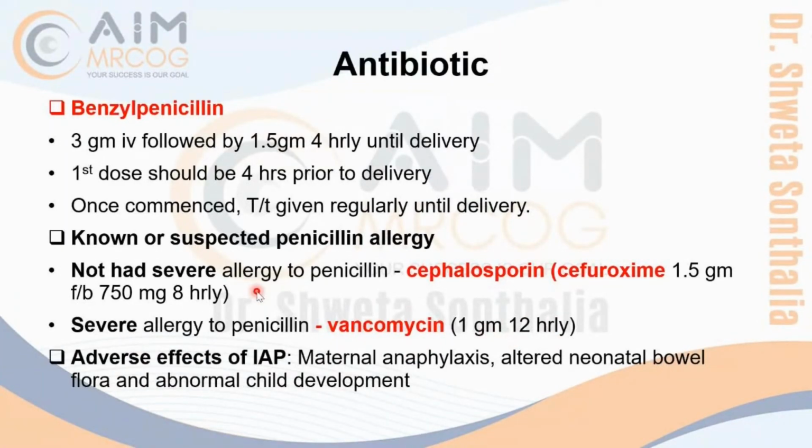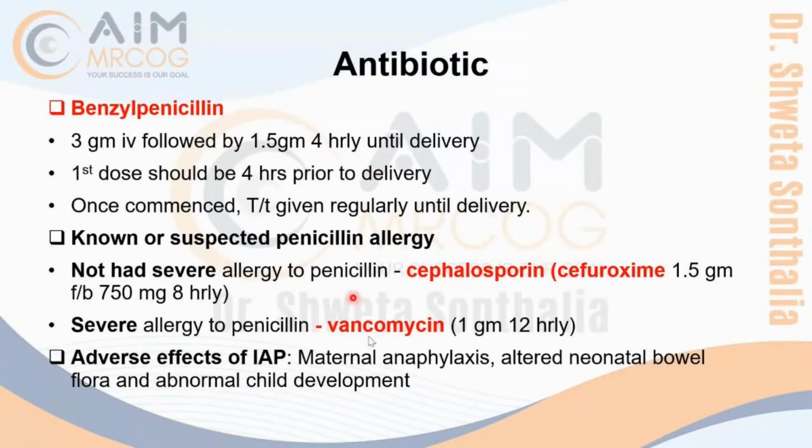But if they give you a not severe allergy, meaning only rash, she developed a rash with penicillin, so it's not a very severe allergy. In that case, you can choose cephalosporin. Cephalosporin dosing: 1.5 gram followed by half dose, 8 hourly. The duration is also 8 hourly in place of 4 hourly. So why are you choosing cephalosporin for mild allergy? Because in 10 to 40% of cases there is cross sensitivity with penicillin. So that's why if not severe allergy, try cephalosporin. If severe allergy, give vancomycin.